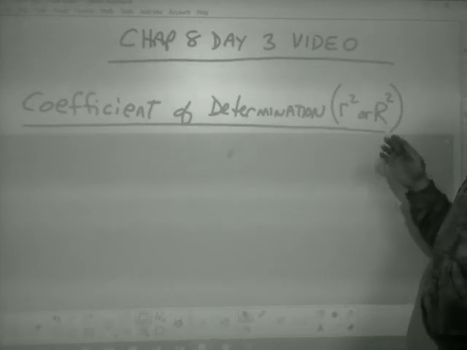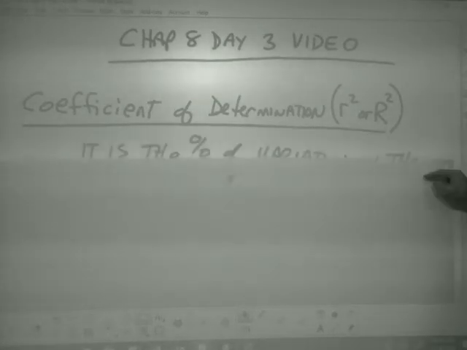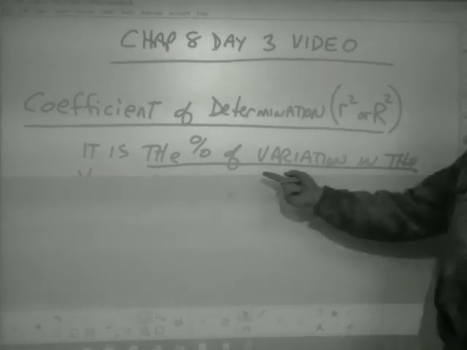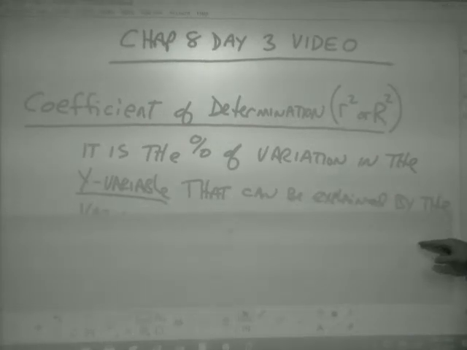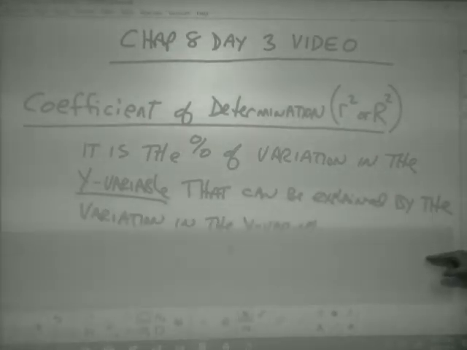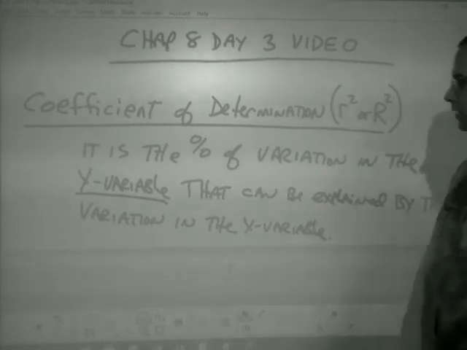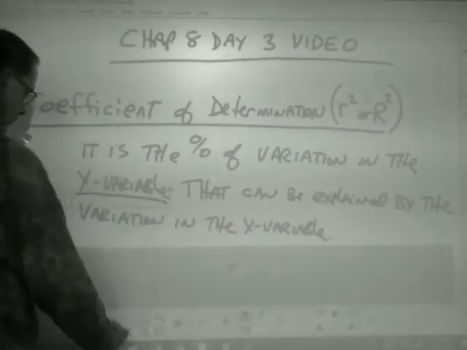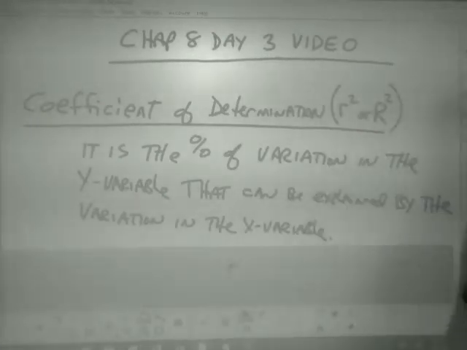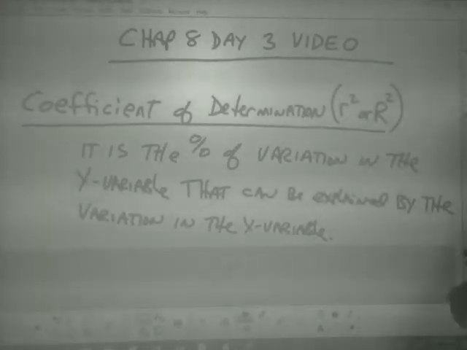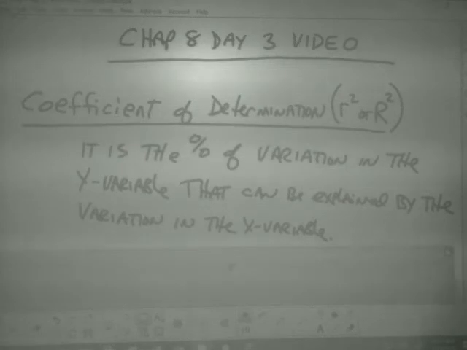So the coefficient of determination is this. It is the percent of variation in the y variable that can be explained by the variation in the x variable. Okay? So it is the percent of variation in the y variable that can be explained by the variation in the x variable. I know that sounds like, what? I'll use it in a sentence here with a problem that we've been doing in a second.